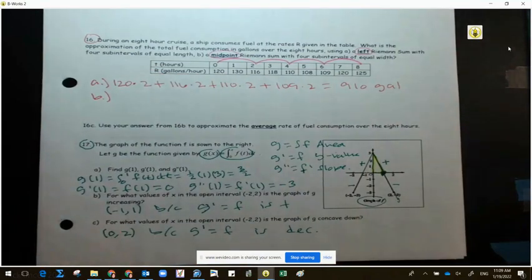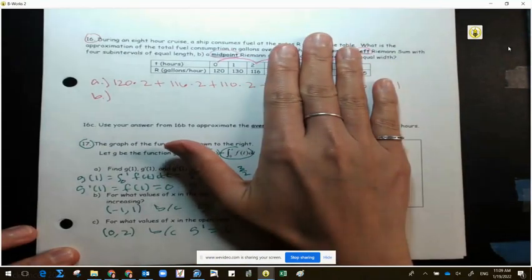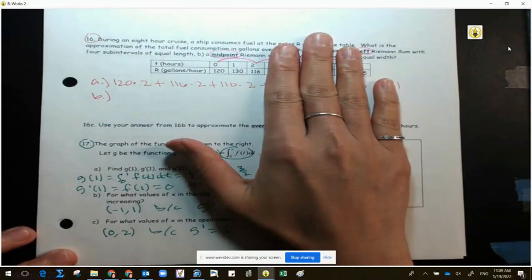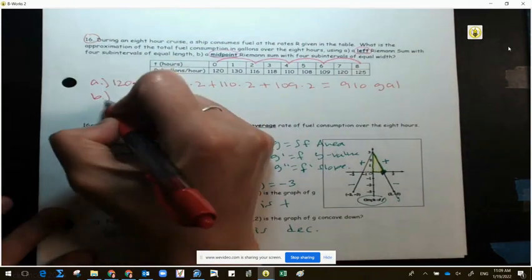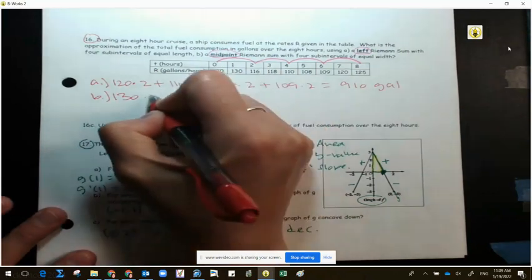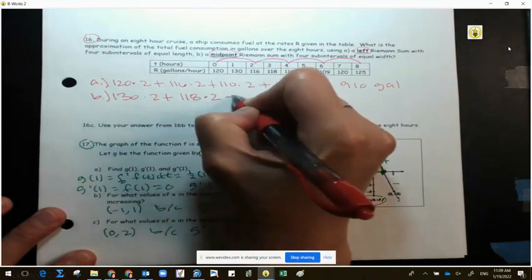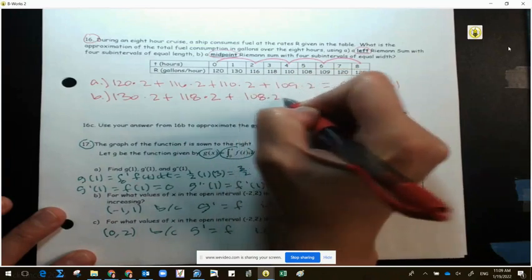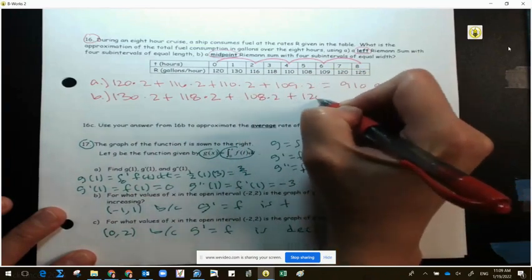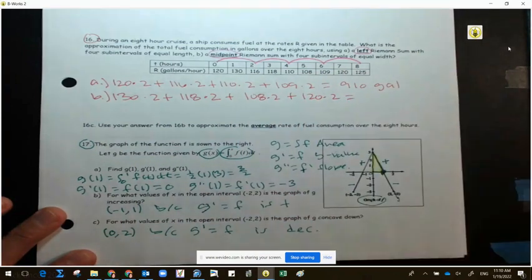Now let's go to the midpoint Riemann sums. Midpoint Riemann sum is the middle value. So if I cover everybody and look at one subinterval, the middle number is what? 130. And it's still jumping by 2's. 118 times 2, 108 times 2. If you're not writing, I'm assuming you already have it. Is that right?